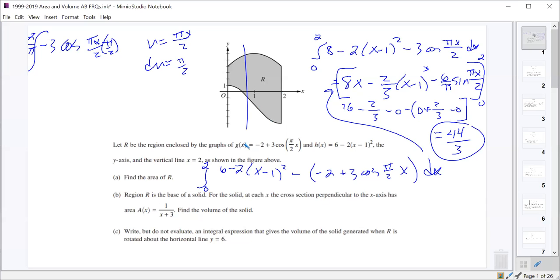If it's perpendicular to the x-axis, what variable are we going to do this in terms of? For cross sections, the thickness of each cross section should be dx, right? And it gives you the area. It tells you the area. No matter what, the area of each cross section is 1 over x plus 3. Well, what was our formula to find the volume if we had the cross-sectional area? All we had to do was, what did we have to do?